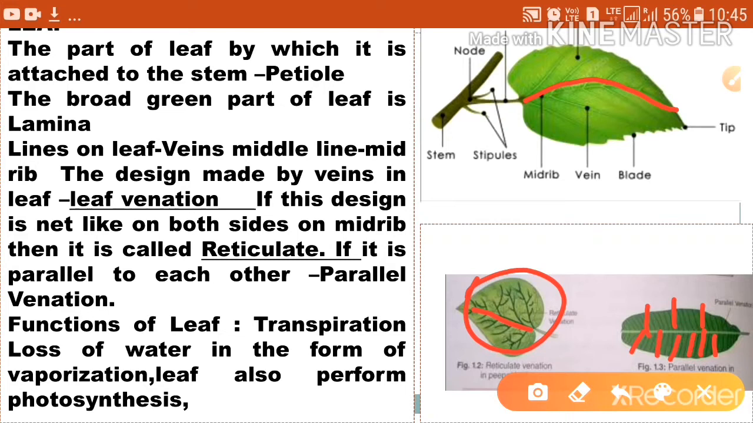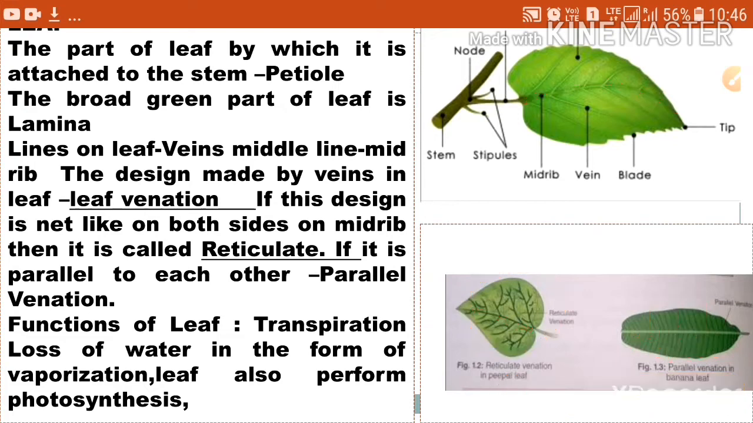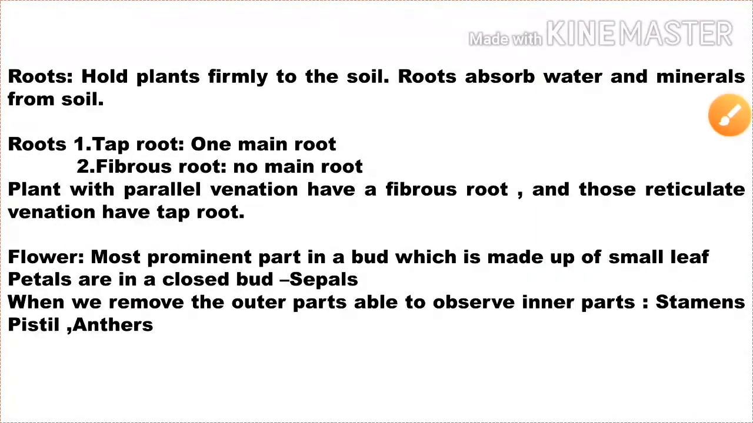Functions of a leaf: transpiration. Transpiration is nothing but the loss of water in the form of vaporization, and the leaf also performs photosynthesis. Next one, roots. They hold plants firmly to the soil, and roots absorb water and minerals from soil.